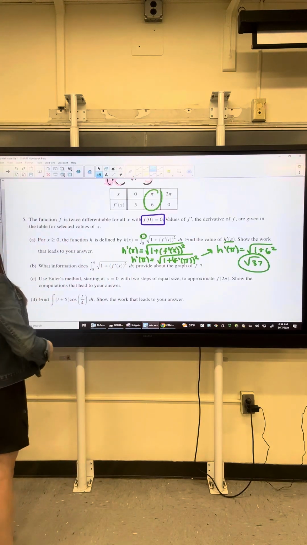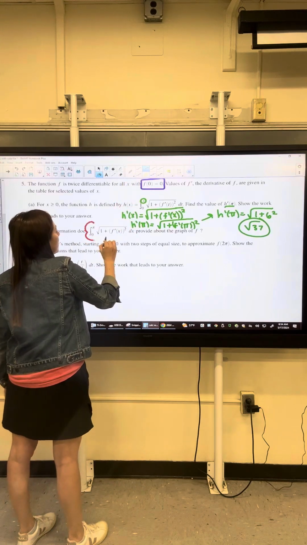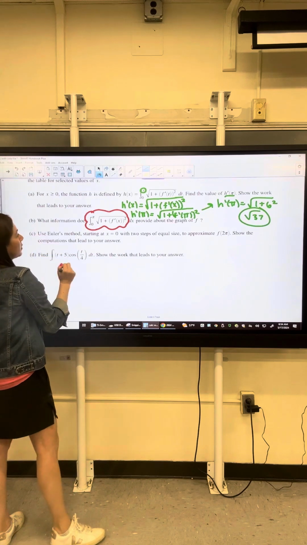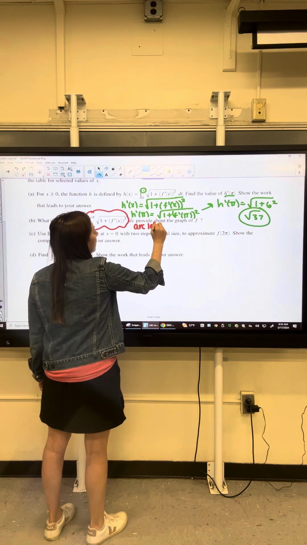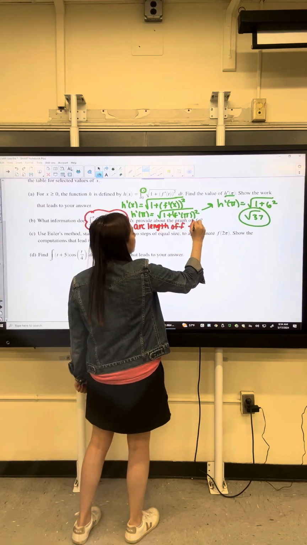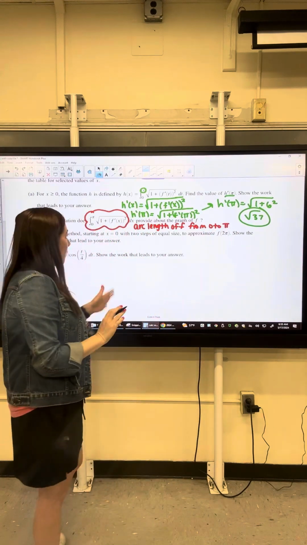All right, letter B. What information does this formula provide about the graph? So this formula right here is the arc length formula. So that is what I'm going to say. I'm going to say it's the arc length of f from 0 to pi. That's probably only worth the point. So if you missed that, don't worry.